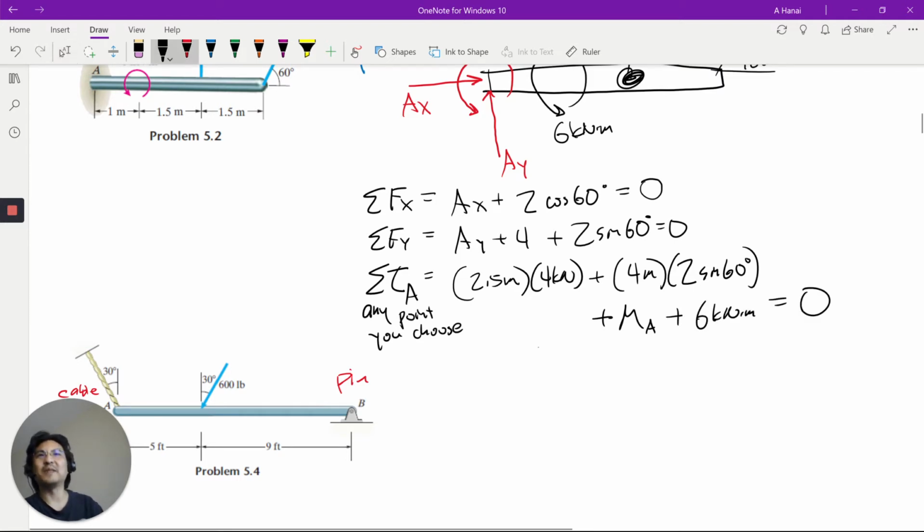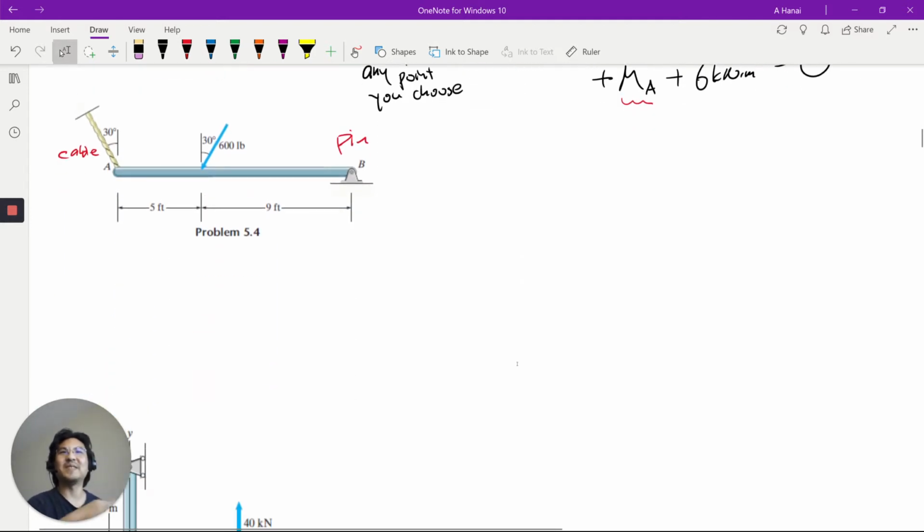Okay, so then if you look at it, we got 3 equations, 3 unknowns. No problem, right? 3 equations, 3 unknowns. Okay, let's try another example.